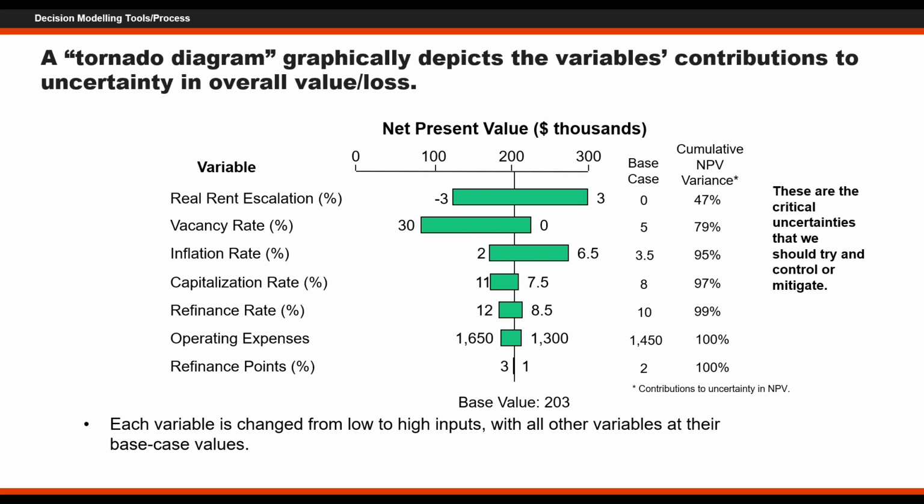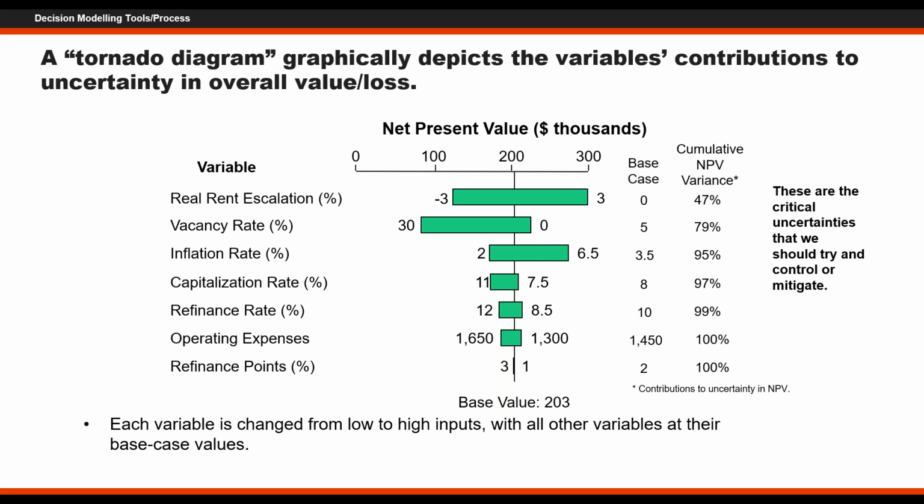In this particular case, it gives us a base value of $203,000. The way this chart works is that we've got the scale along the top from 0 to 300, and at 203 we've got a line, the axis going through, which is what we call the base case value of this investment. What we mean by base case value in this instance is that all the variables are set to their base value.